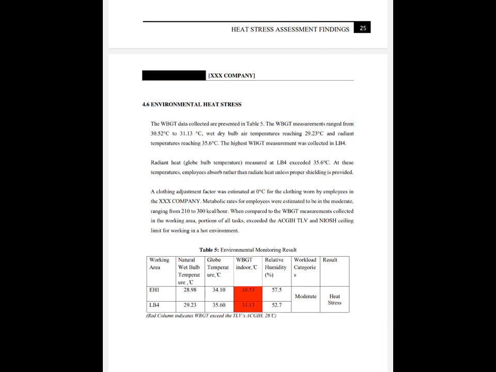So for the environmental heat stress, the data is presented in this Table 5. Here we can see from Table 5 the result is WBGT indoor: for EH1 it is 30.53 degrees Celsius, LB4 31.13 degrees Celsius, against the WBGT TLV of ACGIH, which is 20 degrees Celsius. So here, based on the work category and WBGT indoor, the result is heat stress.